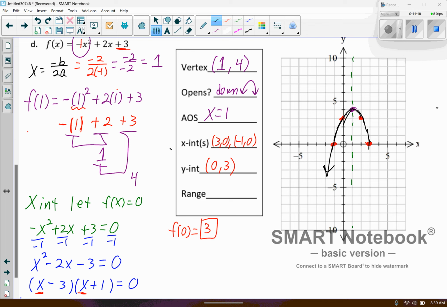My range this time, you've got to be careful. You have to go from bottom to top. So it's going to be negative infinity all the way up to 4.